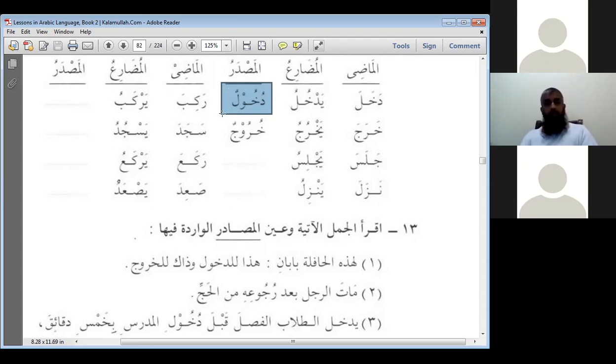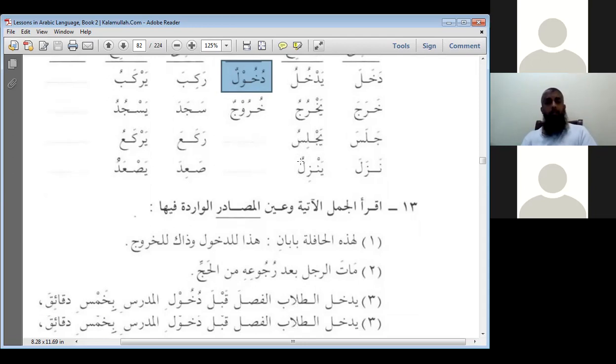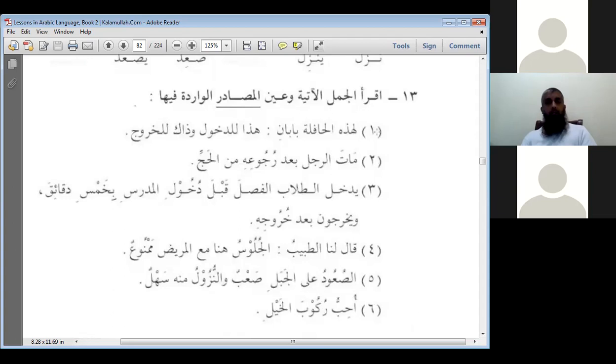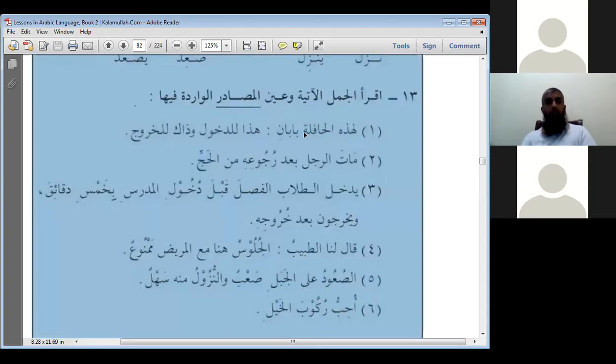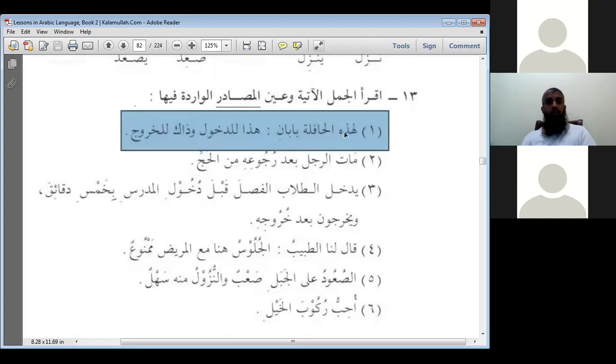So let's look for this masdar in the following sentences. اقرأ الجمل الآتية, read the following sentences. First one, لهذه الحافلة بابان. I know we did this exercise last week, but let's go over it, at least the first two or three. لهذه الحافلة بابان. Li means for, right? So li akhun wahid, I have one brother. So that's the lam there. So here you have li hadhihi al-hafilati, for this bus, babani. Babani means two doors, remember?